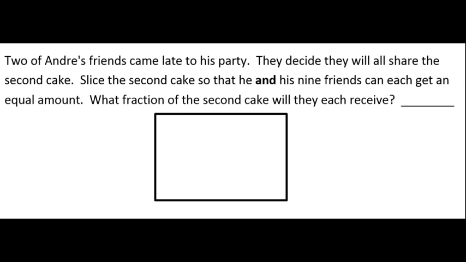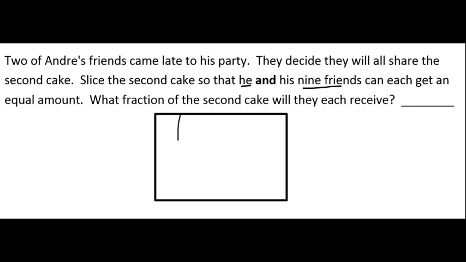And this question says, 2 of Andre's friends came late to his party. They decide they will all share the second cake. So we need to slice the second cake so that he and his 9 friends can each get an equal amount. Well, we have to count Andre in with his 9 friends. That means I need to divide the cake into 10 pieces.